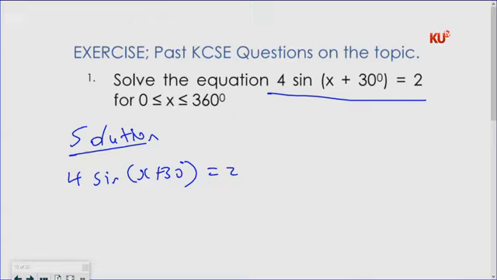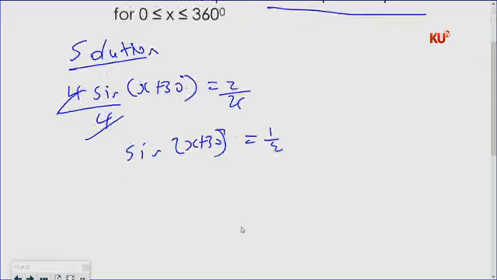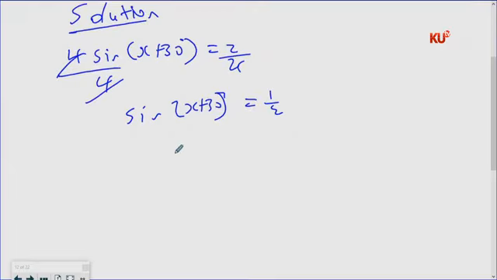Very good. So here we can divide both sides by 4. This 4 will cancel out with that. Sine into brackets x plus 30 degrees is equal to a half, because 2 over 4 is just the same as a half. The same way we tackled the first example is the same way we will tackle this example. We can do away with x plus 30 and say, let this be theta. So we can say sine theta is equal to a half.